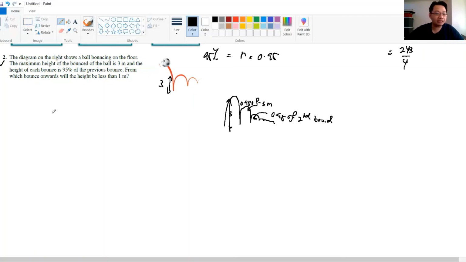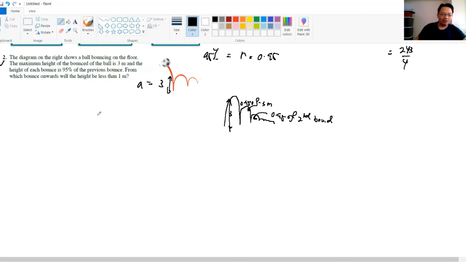95% means 0.95. So that's your R, and A is equal to 3. This is the initial height of the first bounce, the first bounce here. All right, now from which bounce onward will the height be less than 1 meter?